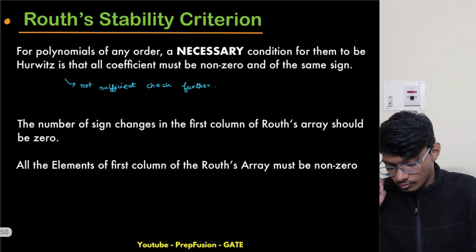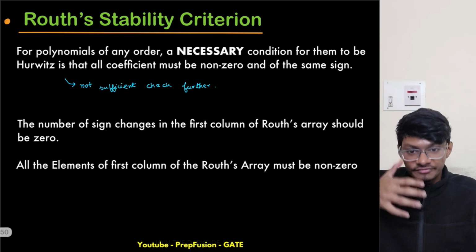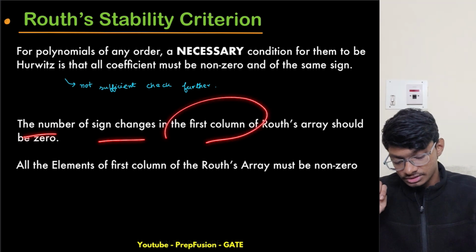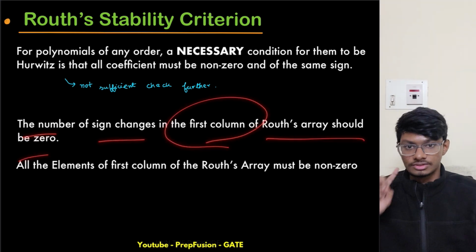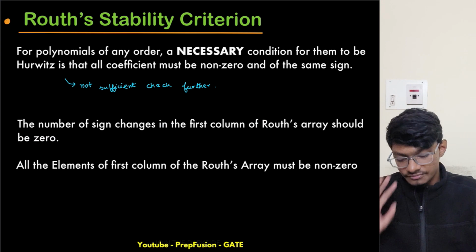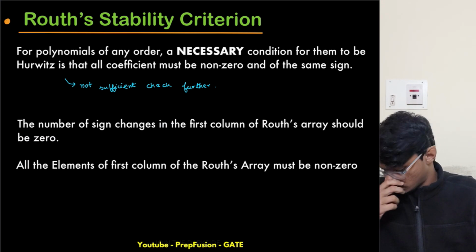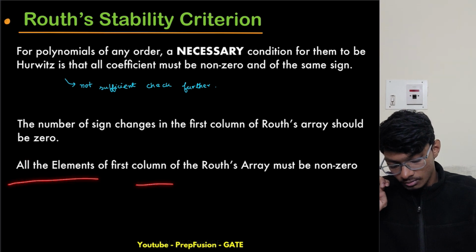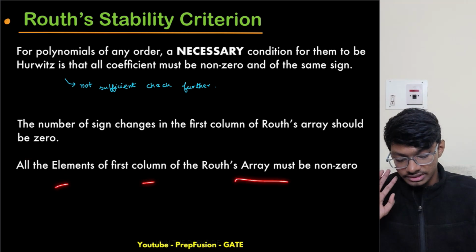Now, what is the sufficient condition? So the sufficient condition is coming. The number of sign changes in the first column of Routh's array should be 0. Okay, this is the sufficient condition. Also, all the elements of the first column of the Routh's array should be non-zero.